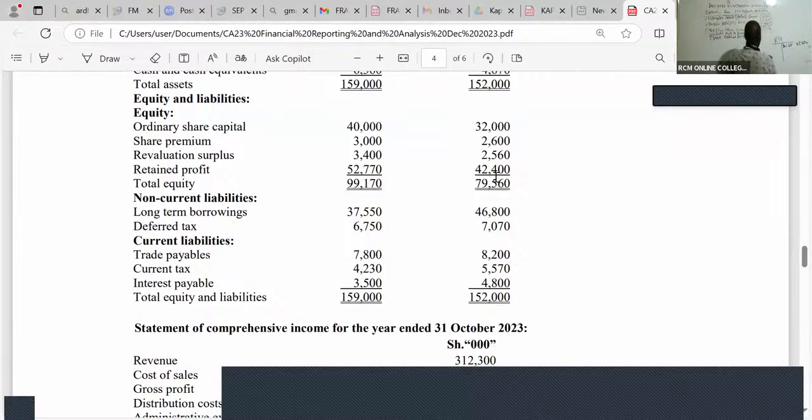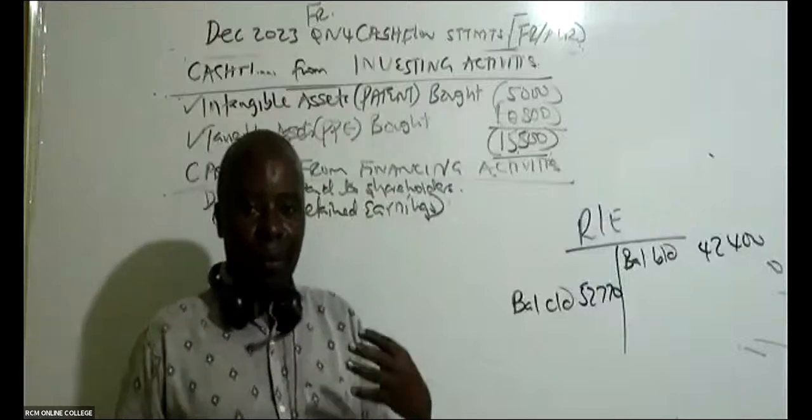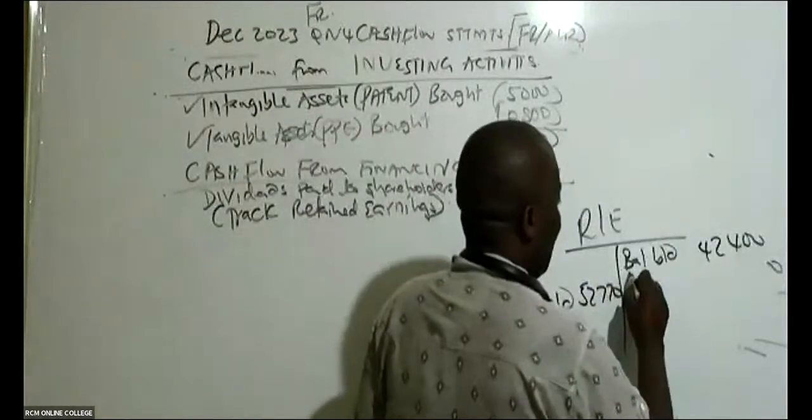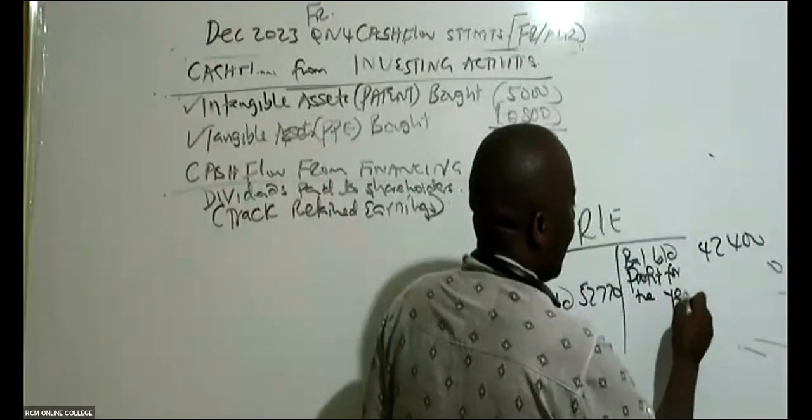And then we have balance carried down. So balance carried down for retained earnings. What do we have here? Balance carried down for retained earnings is 52,770. And now, ladies and gentlemen, remember that these retained earnings will always increase because of the profits that we make in the year. So you come and give us here profit for the year.